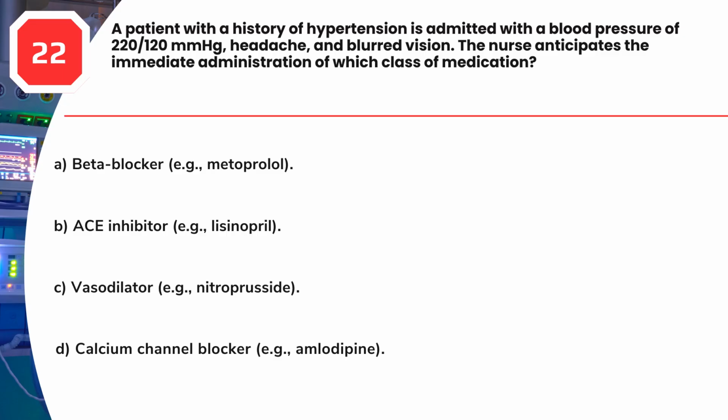Question 22. A patient with a history of hypertension is admitted with a blood pressure of 220/120 mmHg, headache, and blurred vision. The nurse anticipates the immediate administration of which class of medication? A. Beta blocker, for example, metoprolol. B. ACE inhibitor, for example, lisinopril. C. Vasodilator, for example, nitroprusside. D. Calcium channel blocker, for example, amlodipine.